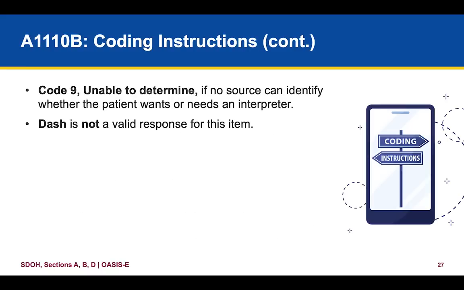There is an additional response available, code 9, unable to determine. If no source can identify whether the patient wants or needs an interpreter, the assessor would enter code 9 as the response to this data element. A dash is not a valid response for this item.